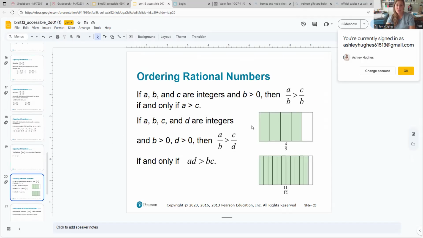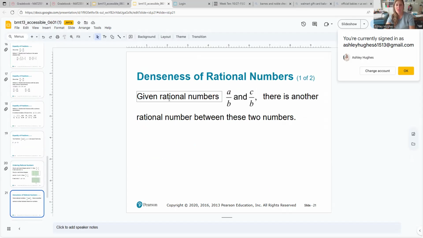A, B, C, D are integers. Then B is greater than 0, D is greater than 0, and A over B is greater than C over D. This is the same idea. We multiply across, that product on that side is bigger than the product on the other side. Given rational numbers A over B and C over D, there's another rational number between these two numbers.